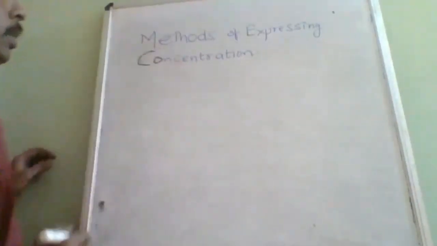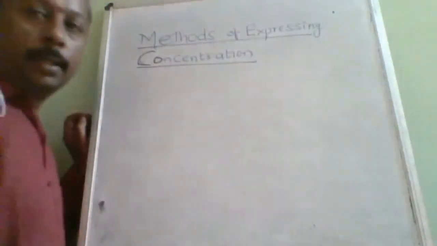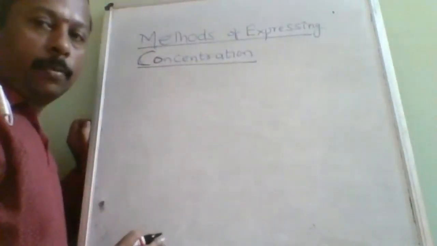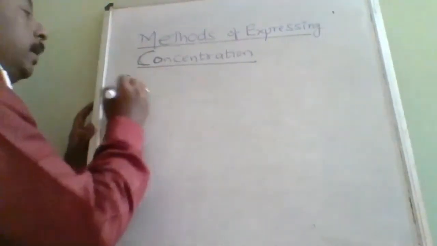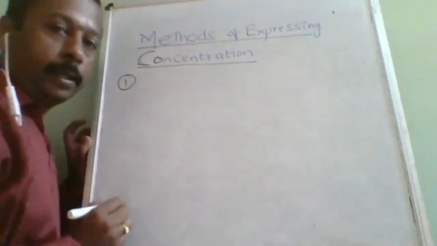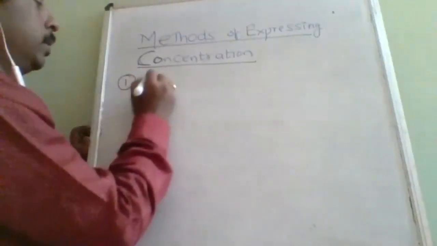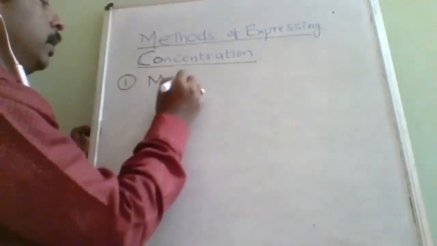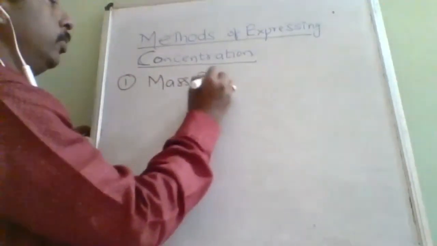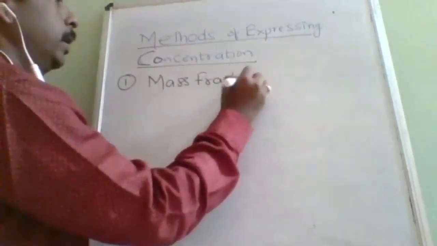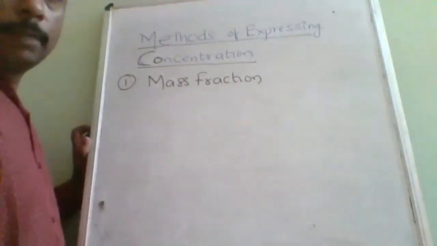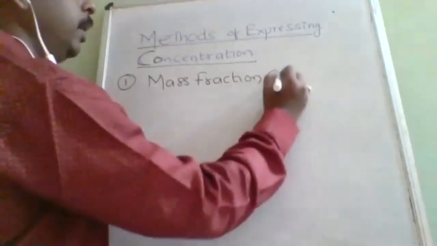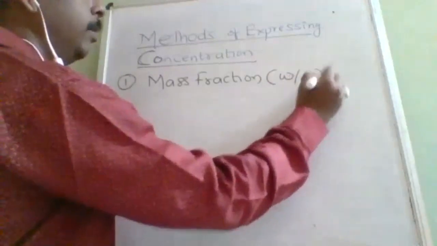So the concentration term is a long process. It has been modified over the years. In the earlier stages of expressing concentration, the word used is mass fraction. The first word introduced to explain concentration is mass fraction. What is it? Mass fraction is denoted by W by W.